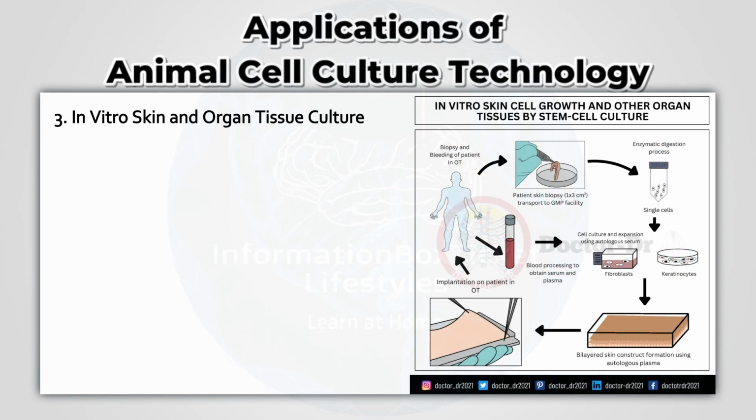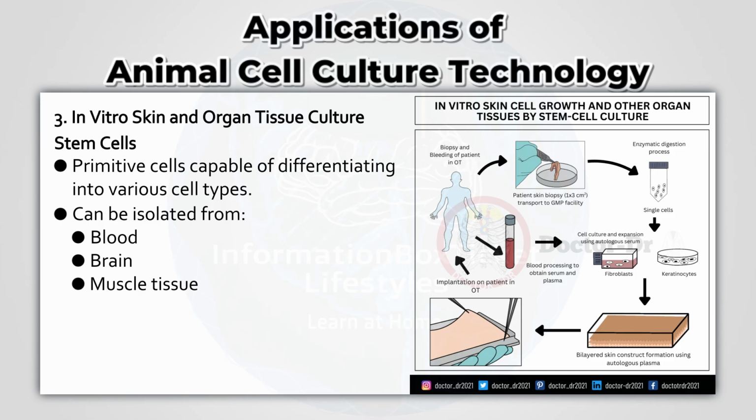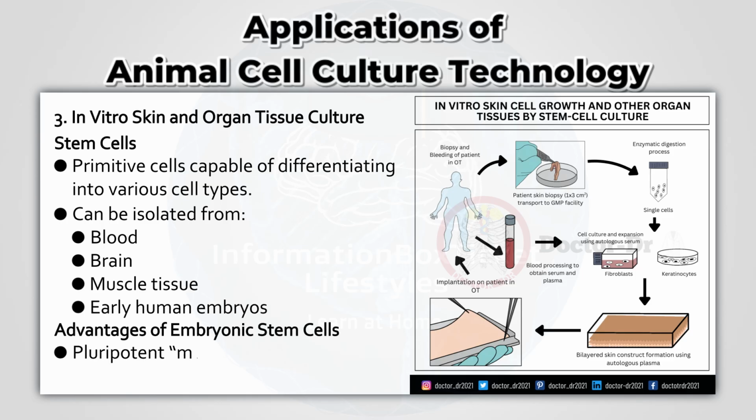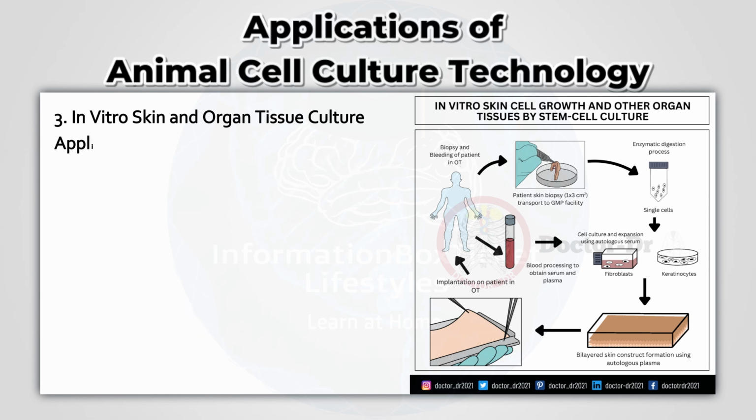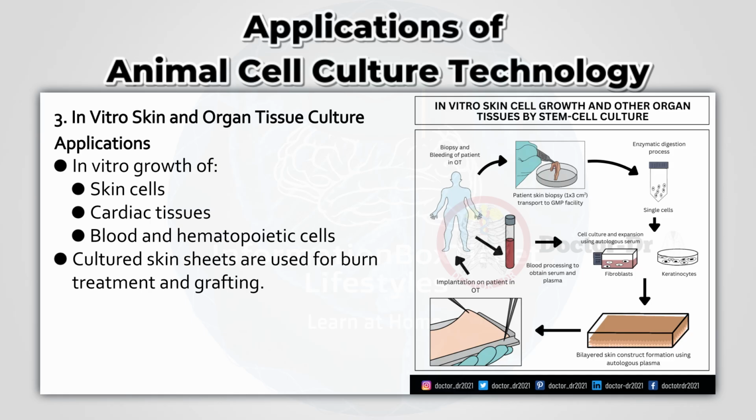3. In vitro skin and organ tissue culture. Stem cells: primitive cells, capable of differentiating into various cell types, can be isolated from blood, brain, muscle tissue, and early human embryos. Advantages of embryonic stem cells: pluripotent master cells can develop into almost any tissue type. Applications: in vitro growth of skin cells, cardiac tissues, blood, and hematopoietic cells. Cultured skin sheets are used for burn treatment and grafting.